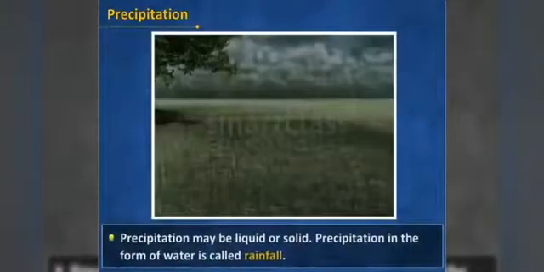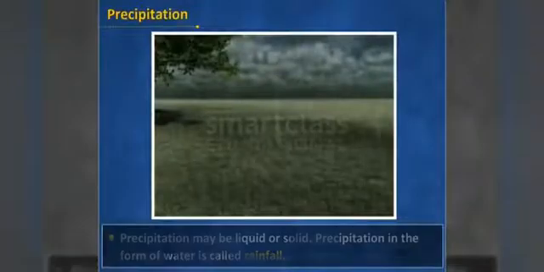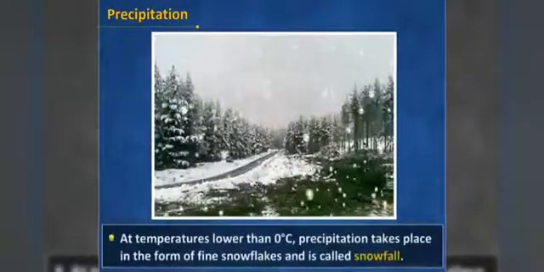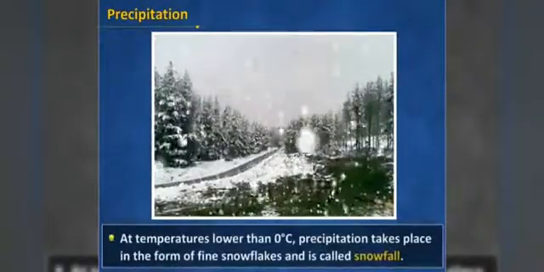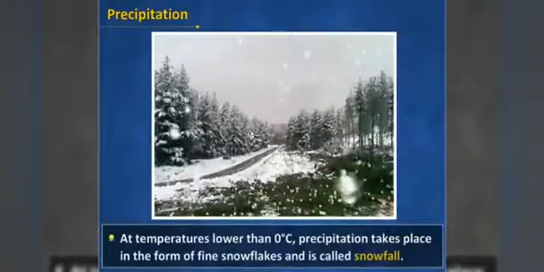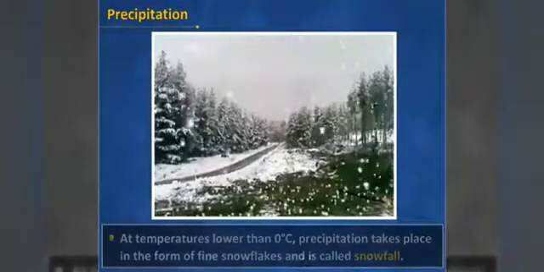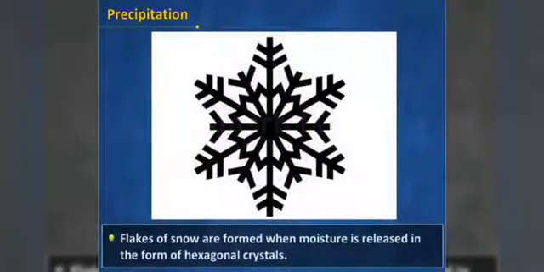Precipitation may be liquid or solid. Precipitation in the form of water is called rainfall. At temperatures lower than 0 degrees Celsius, precipitation takes place in the form of fine snowflakes and is called snowfall. Flakes of snow are formed when moisture is released in the form of hexagonal crystals.